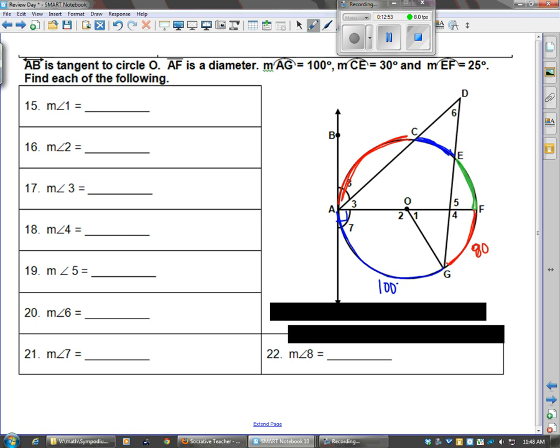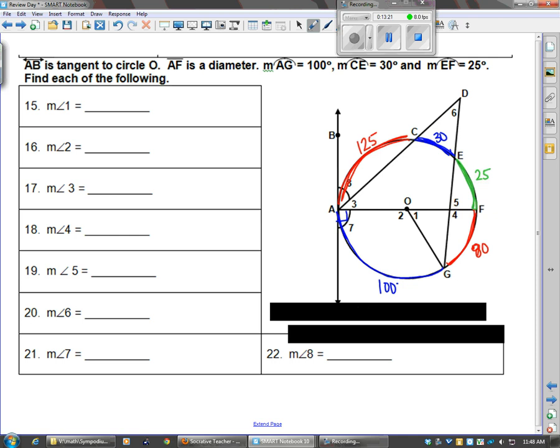Then they tell us that CE is 30, EF is 25. Okay, subtract 30 and 25, subtract that 55 from 180, and you'll find out that AC is 125. Don't even start these problems until you have all of those pieces filled in. Okay, then you're just doing problems like what we've done 1 through 14. Where's the vertex? And here's what we know.